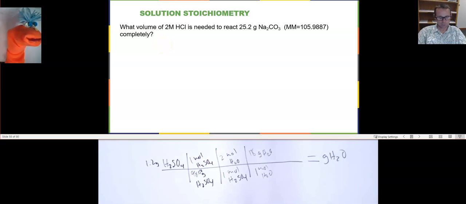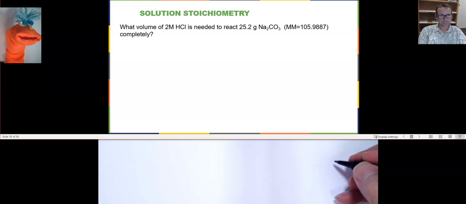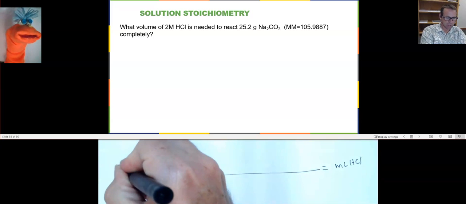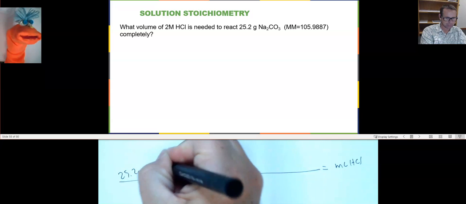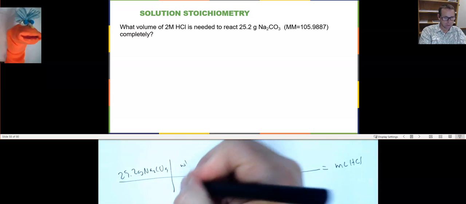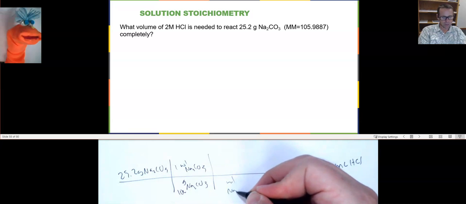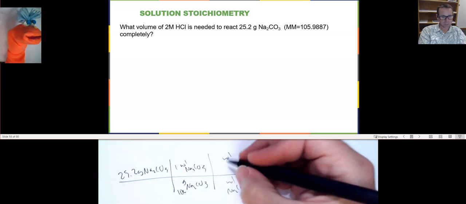So a lot of that was already review. And here's a little bit more that might be review. What volume of 2 molar HCl is needed to react 25.2 grams of sodium carbonate completely? Well, volume of HCl, that's milliliters of HCl, is that okay? I guess so. And I have 25.2 grams of sodium carbonate. And I'm going to go from grams of Na2CO3 to moles, 106 grams for every 1 mole of Na2CO3. And then I can go from moles of Na2CO3 to moles of HCl.